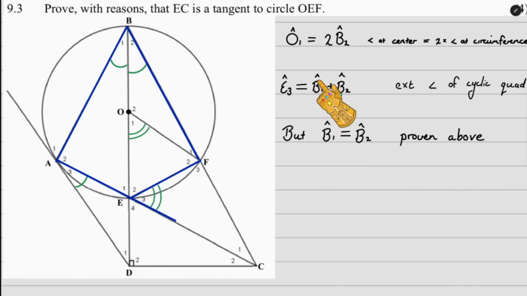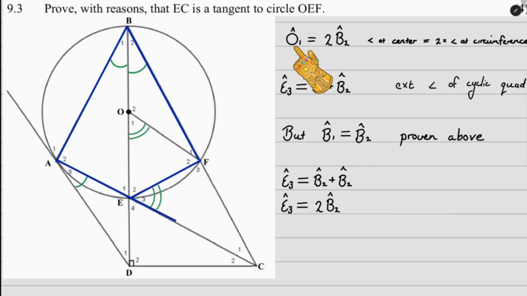Now I'm going to change this B1 to a B2. And after I do that, B2 plus B2 is 2B2. It's like x plus x is 2x. And after I've done that, you can see that O1 and E3 equal the same thing. E3 is 2B2, O1 is 2B2. Graphically, we've been saying O1 is 2 times the green angle and E3 is 2 times the green angle. So from that, we're just going to conclude, therefore, O1 is the same size as E3 like this.